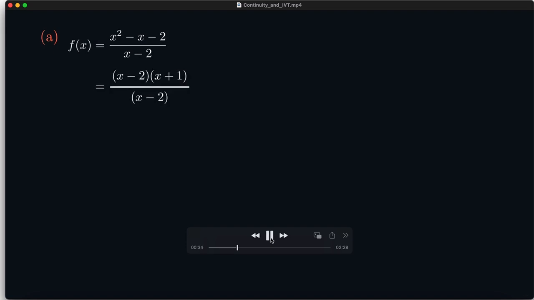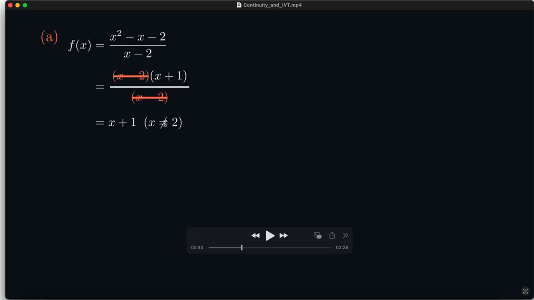If I factor the numerator, notice there's a cancellation here. As long as x is not 2, which is not in the domain of the function, the denominator is not 0, and we can make the cancellation. So this function is actually equal to the simplified function after the cancellation, as long as x is not 2.